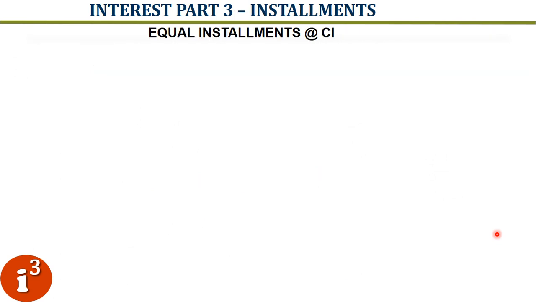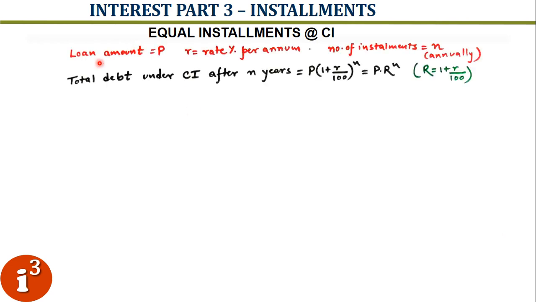Okay, now let's understand what these equal installments are under compound interest. No problem, same concept, only the formula for calculating the interest will be what we have learned in compound interest. Same, loan amount is P, rate is R% per annum, number of installments is N annually. Total debt under CI compounded after n years will be P into (1 plus R by 100) to the power N. In simple interest, we were taking this to be P into (1 plus NR by 100). In this case, because it is compound interest, we are taking this to be P into (1 plus R by 100) to the power N.